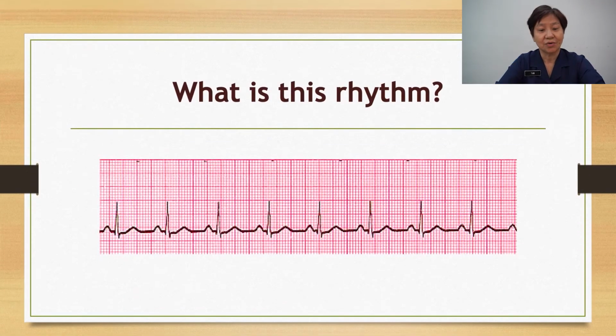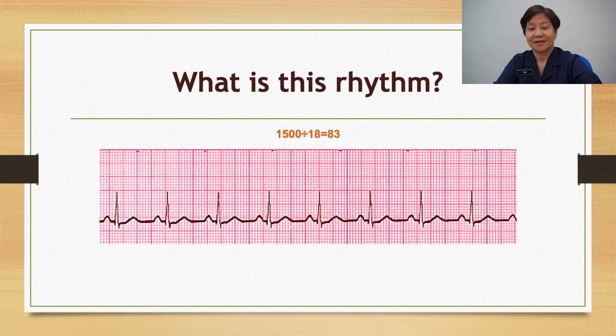Okay, what does it show? I already gave you the rate, 83, using 1500 divided by how many small square between the RR interval. So, right here, we will give you the rate of 83. Okay. So, now we look at the QRS. Is the QRS narrow or broad? Of course, it's narrow because it's less than 0.12 second. So, how about the P wave? P wave is upright. So, it shows that the pacemaker comes from your SA node. Okay, the PR interval? Normal.